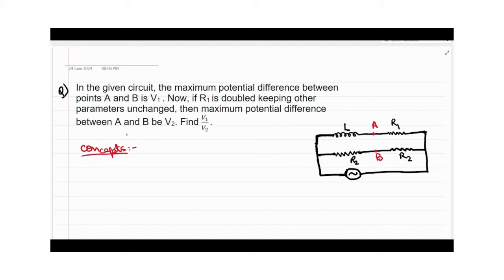So the concepts basically used to solve this question: we would require the fundamental knowledge of alternating current, which is AC. The second thing is a mathematical tool which is related to this chapter only, which we read in class 12, which is phasor algebra.